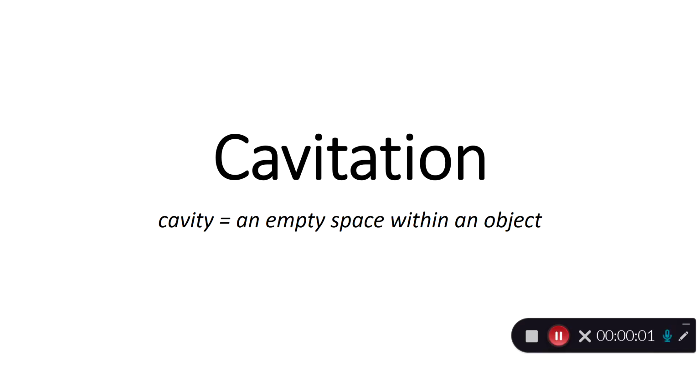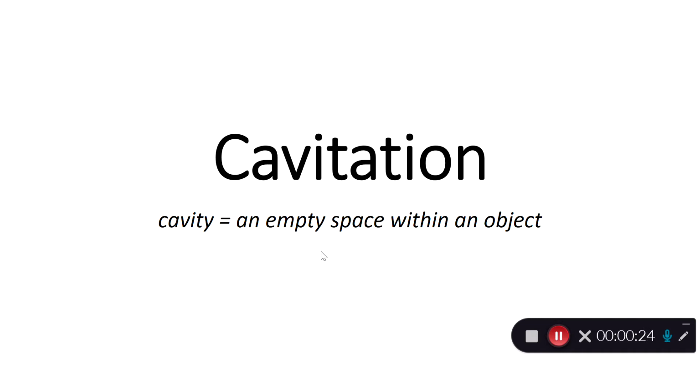In this video, we're going to talk about cavitation. To understand cavitation, we need to understand the meaning of the root word, which is cavity. Cavity is an empty space within an object. So you can think about cavity as air bubbles or air gaps within an object. In this case, it's air bubbles that are formed within a fluid body.